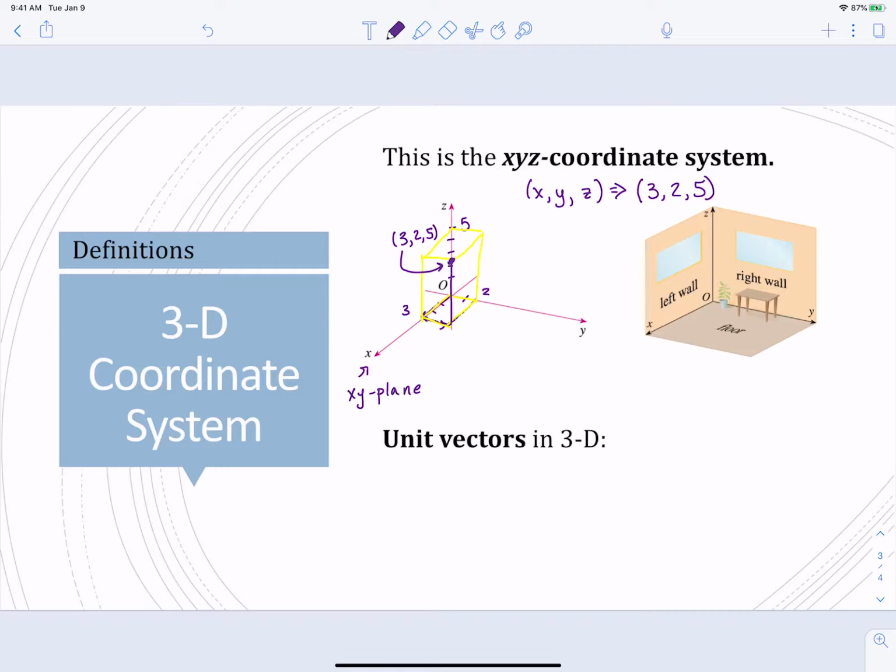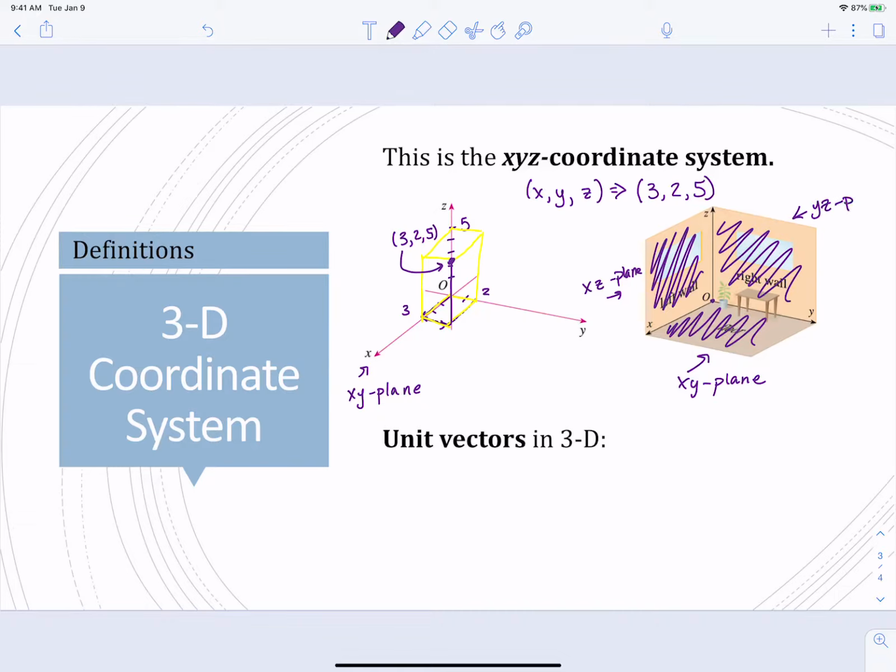Another way to think about this 3-dimensional system is you can think about the origin being a corner of a room, and the floor is the XY plane. And then the left wall here, that's called the XZ plane. And the right wall here is our YZ plane. We always do these in alphabetical order. And I don't like all that on there, so we're going to erase it. There we go.